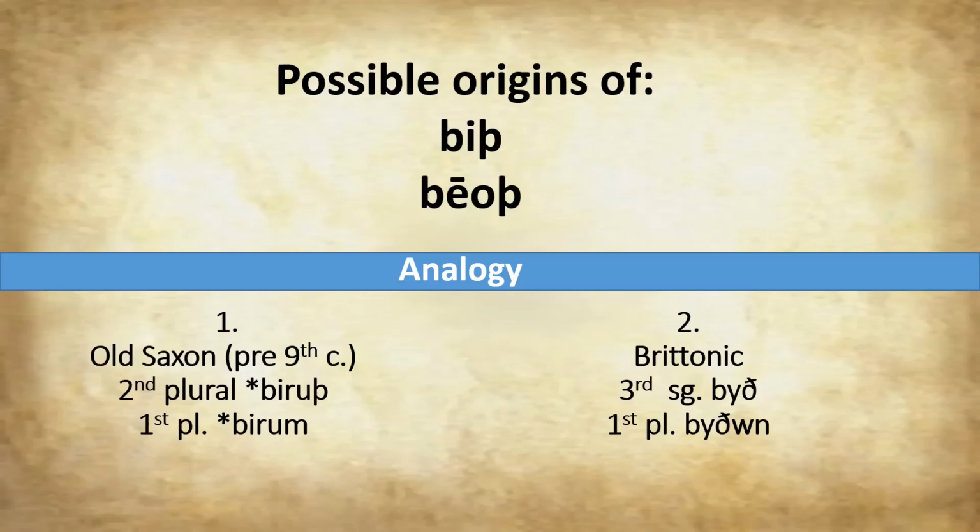But anyway, so our first theory is that possibly by analogy, by the influence of, if you will, the second person plural biruth, and within that the first person plural birum, which may play a role, and this is like hypothetical Old Saxon pre-9th century, would make up or influence how we have bith and beoth.